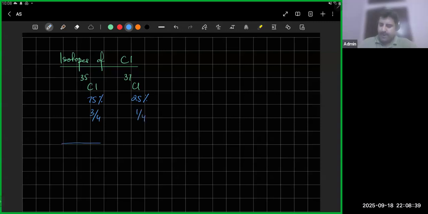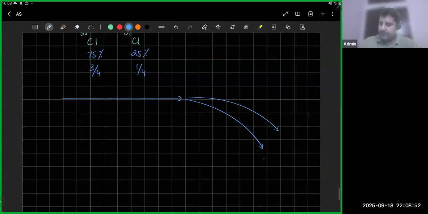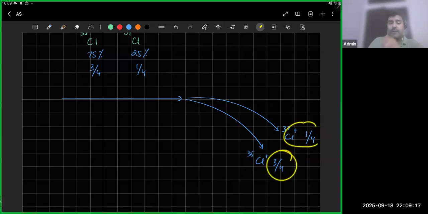So remember our mass spectroscopy, there was a beam of Cl atoms, ions, and you were getting two deflections for Cl. One of them was the lighter one. It was Cl35, and the other one was the heavier one, which was Cl37. And there was a 3 by 4 chance of getting this, and there was a 1 by 4 chance of getting the other one. Okay, we did that. तो मतलब अगर ये आपको ये वाले लेट्स से 75 मिलेंगे, तो ये वाले कितने मिलेंगे? These would be 25, right?